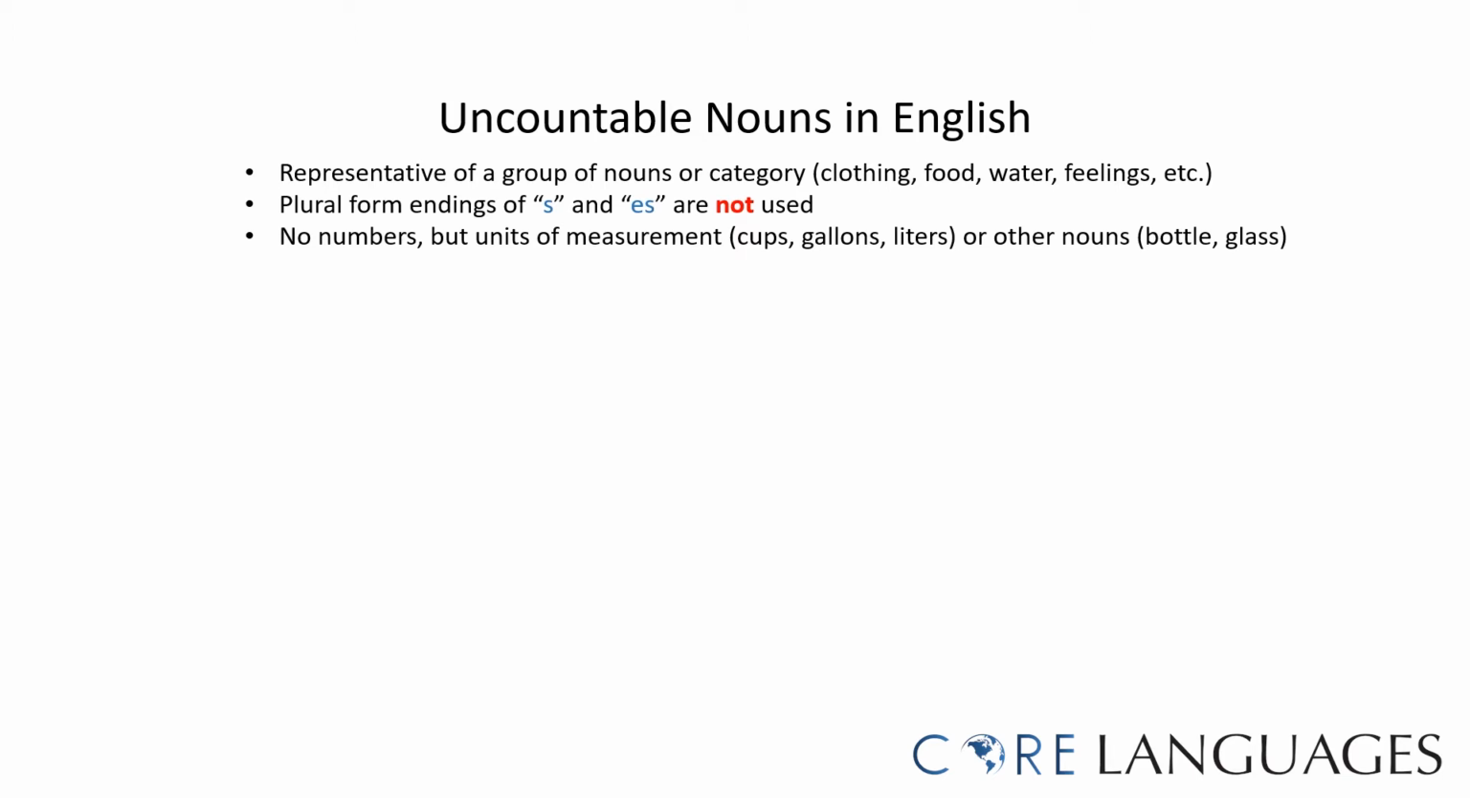For example, cups, gallons, or liters. We can also use other nouns to help us quantify the uncountable noun. For example, bottle or glass.